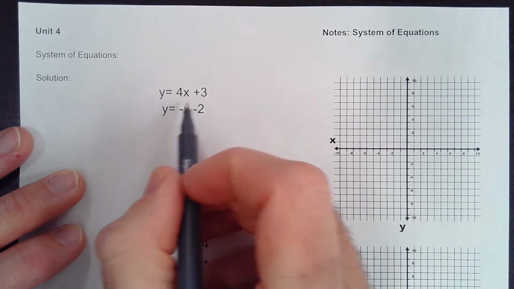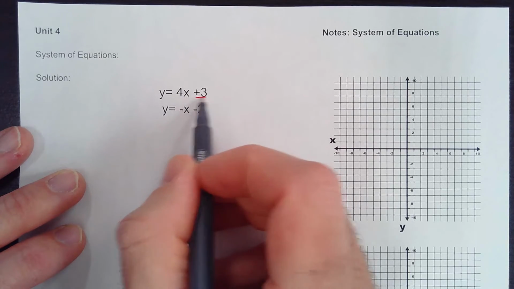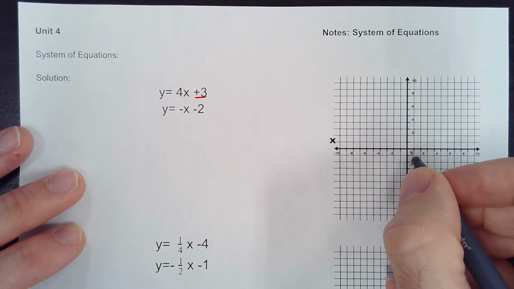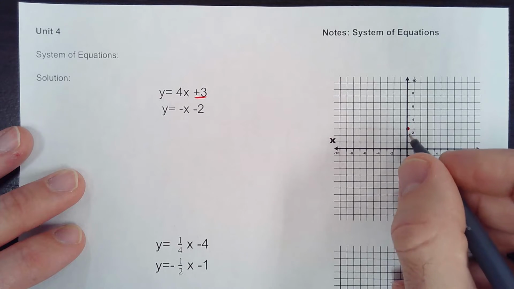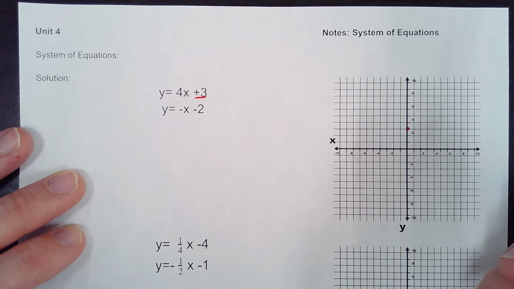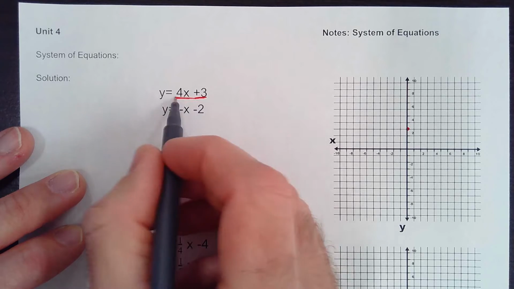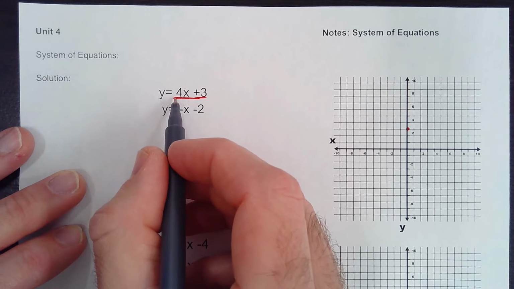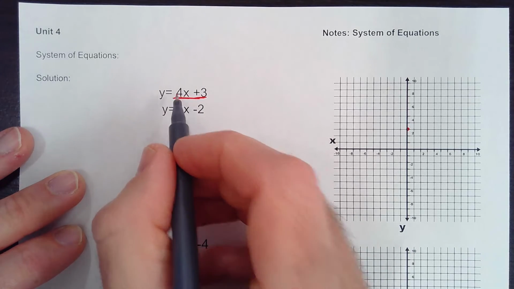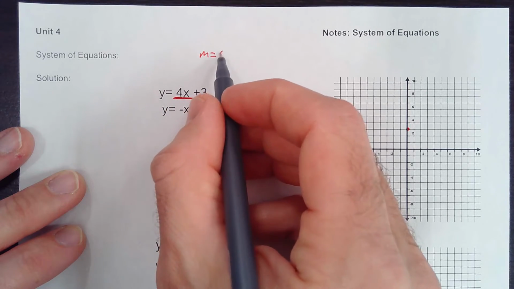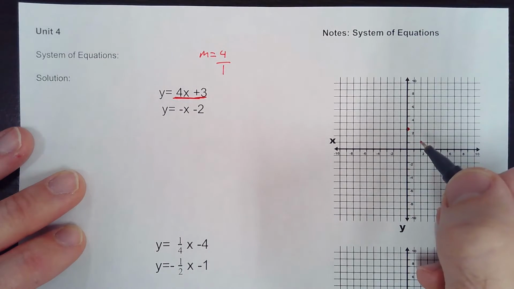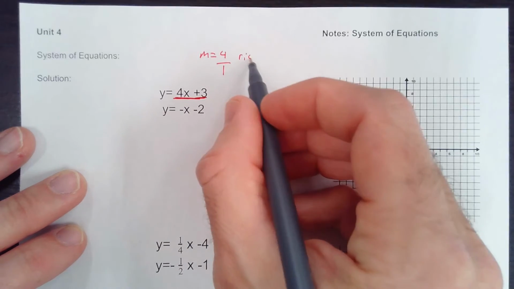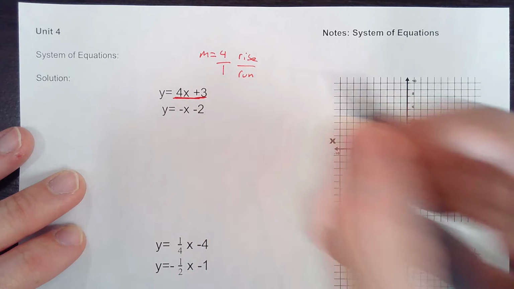So to graph this, we start with our b value here, and we're going to go up by 3 from the origin. Up 1, 2, 3. Then we want to graph the slope here, or the m. So we would need to write this as a fraction. Our m is equal to 4 over 1. We need it to be a fraction. And remember, this is rise over run.